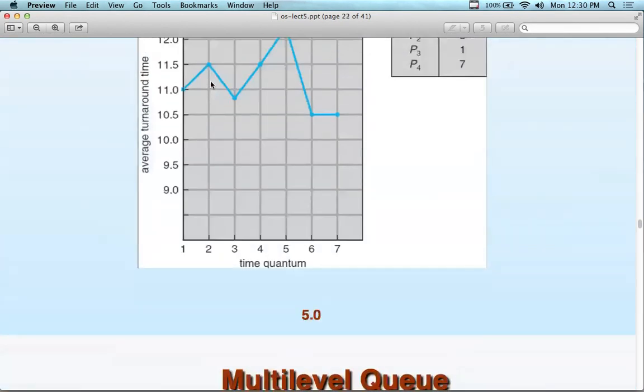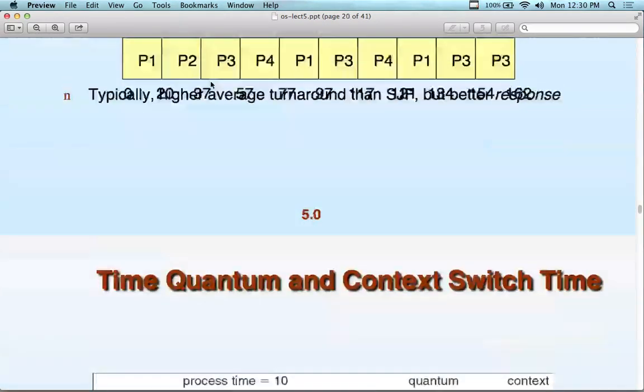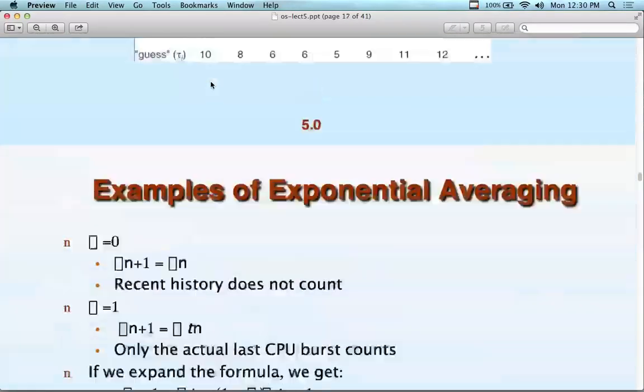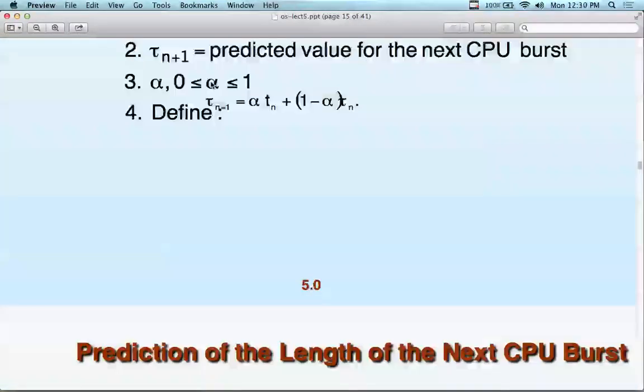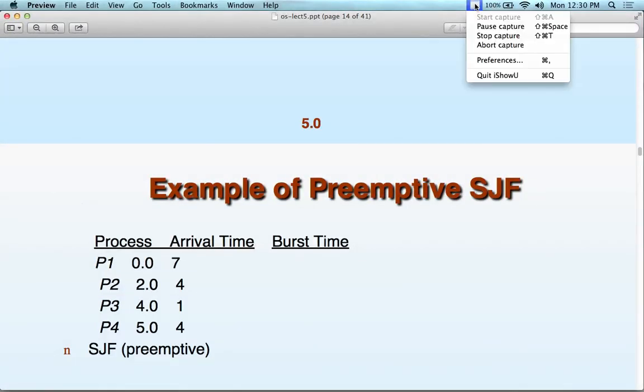So, questions about CPU scheduling? No. Questions about the assignments? I have a few more minutes to talk about it. No. All right. Well then, we are done for the operating systems class for today.